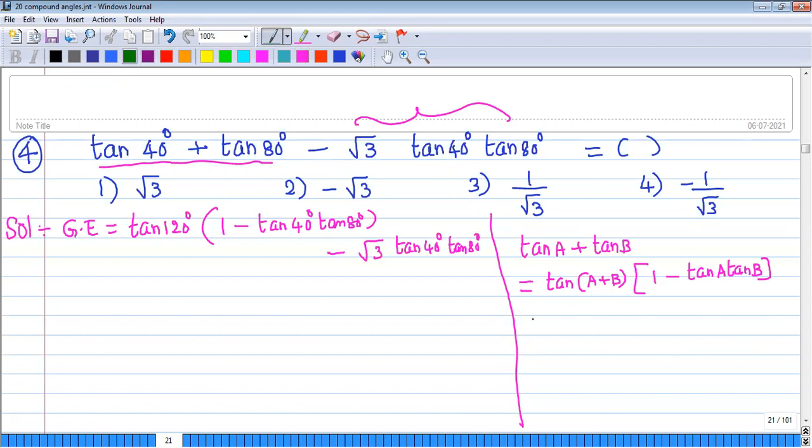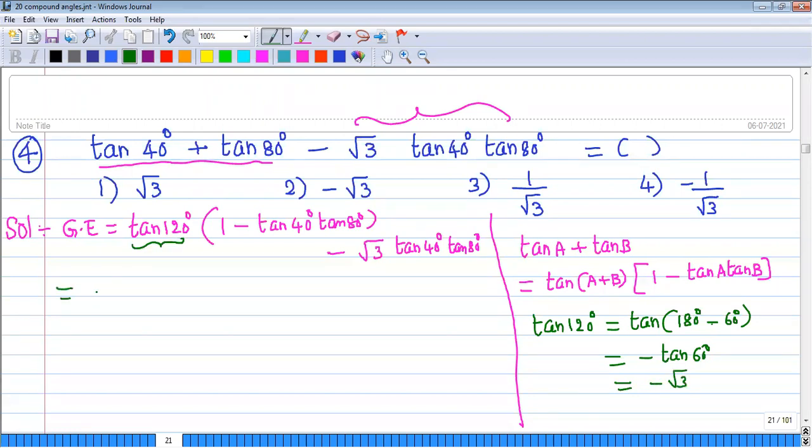Now you need to find out the tan 120 value. What is the value of tan 120? Tan 120 is equal to tan of 180 minus 60. Am I correct? Yes, sir. 180 minus theta is the second quadrant. All Silver Tea Cups, Add Sugar to Coffee: all students, minus. Minus tan 60, that is minus root 3. Instead of this, you can write minus root 3 multiplied with 1 minus tan 40 degrees tan 80 degrees, next minus root 3 tan 40 degrees tan 80 degrees.